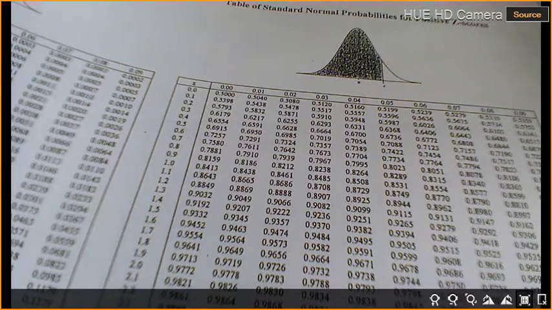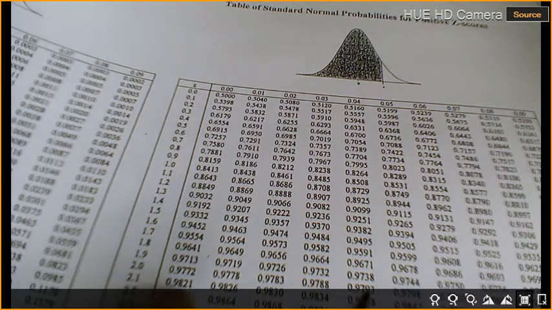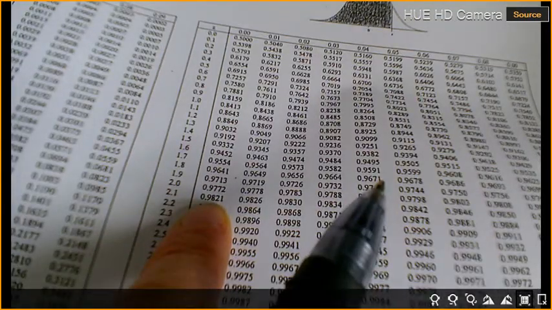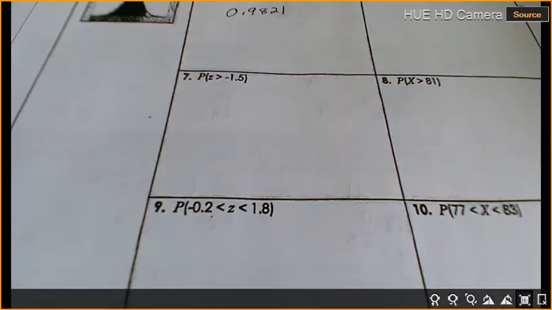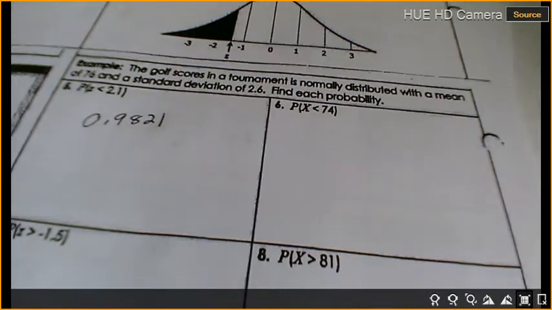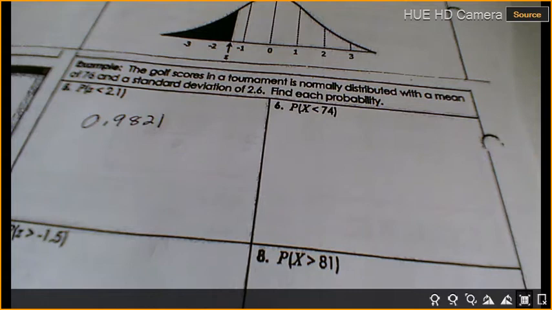I went to my chart. These are z-scores. And I went to 2.1 and I wrote it down. Yeah, you're going to need a bigger one. I'll blow it up for you, Abby. The next one is 2.11. The next one is 2.12. The next one is 2.13.